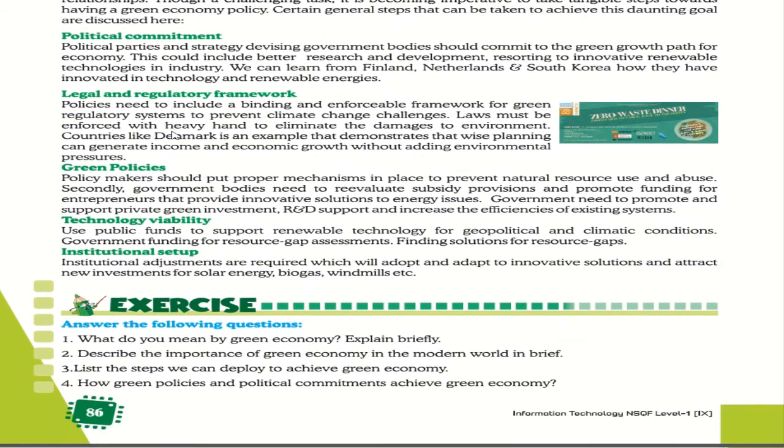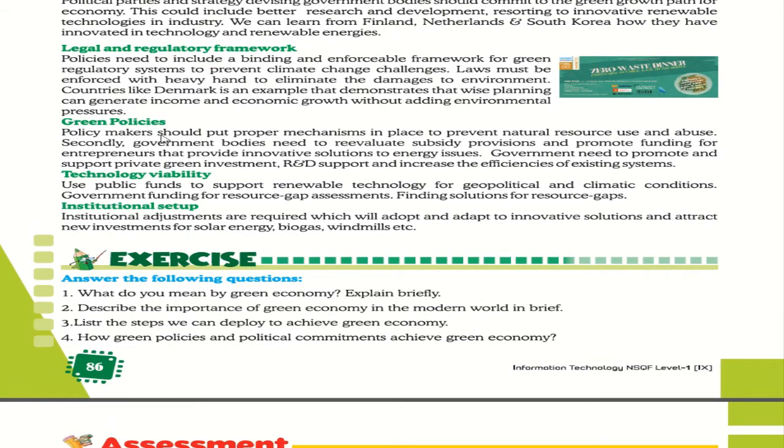Second part is the legal and regulatory framework. Policies need to include a binding and enforceable framework for a green regulatory system to prevent climate change challenges. Laws must be enforced with a heavy hand to eliminate damage to the environment, and countries like Denmark are an example that demonstrates that wise planning can generate income and economic growth using a green economy.